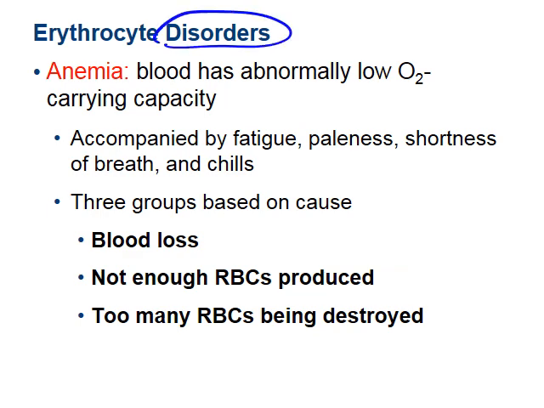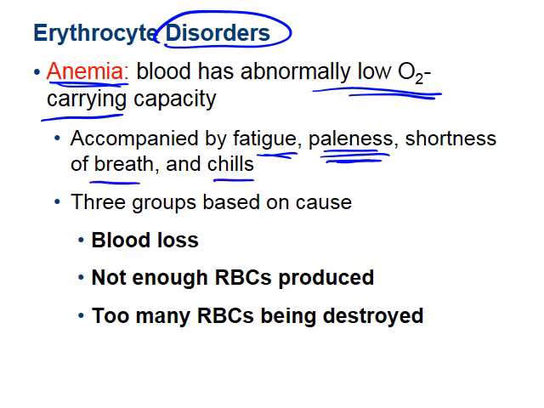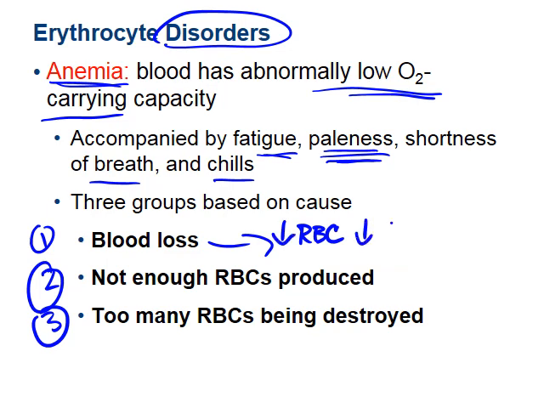I want to mention a few disorders. So we have anemia. This is if you have abnormally low oxygen carrying capacity. Usually you don't have a lot of energy, you're fatigued, you aren't flush with blood, right? So you could look pale, with shortness of breath, chills. It can be caused by any one of these items listed here. So one, blood loss. Obviously, if you're hemorrhaging, you're not going to have enough red blood cells, and therefore you're not going to have enough oxygen carrying capacity.